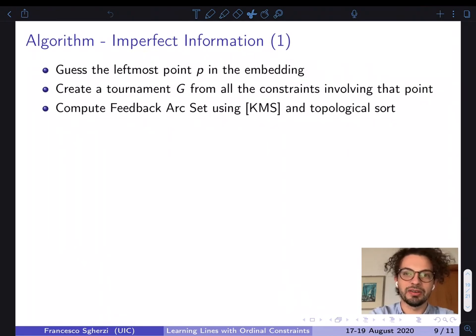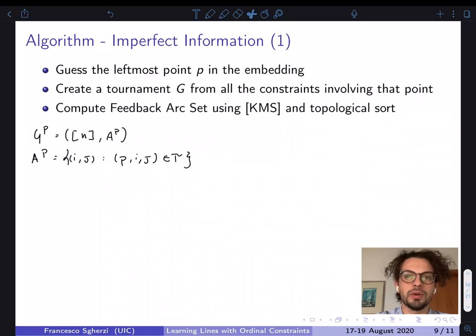Now we show a sketch of the algorithm for the imperfect information case. As we did before in the perfect information case, we begin by exhaustively guessing the leftmost point. Note that, as I've said before, we cannot blindly reconstruct the embedding by comparisons, so more steps are needed. After that, in fact, we create a tournament where the node set is the original set of points, and the edge set contains the edges ij if the constraint involving the leftmost point is in the constraint set. After that, we compute an O(1) approximate minimum feedback arc set, and since now the resulting graph is acyclic, we can compute a topological ordering of the nodes.